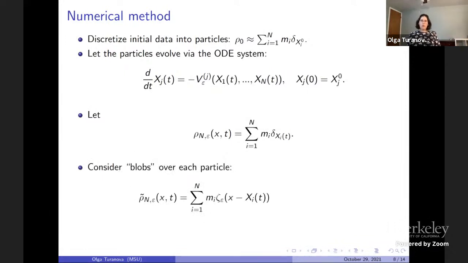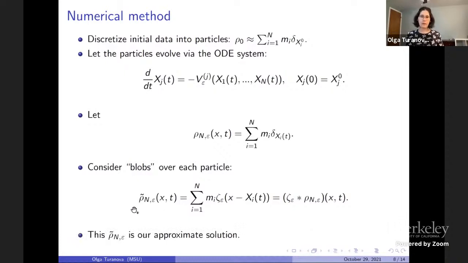So in order to get back a nice looking density, we consider blobs over each particle. In other words, let's consider rho twiddle of n epsilon, which is exactly this sum, except instead of being a sum of Dirac masses, it's that same modifier zeta epsilon, but centered at the point xi. And of course, this is zeta epsilon convolved with that sum. Great. And this guy is our approximate solution. You could think of either of the two rows, with the twiddle or without the twiddle, as the approximate solution.